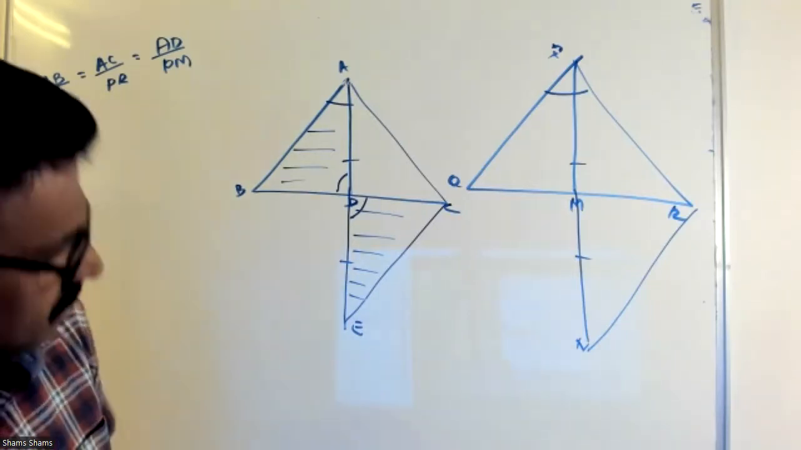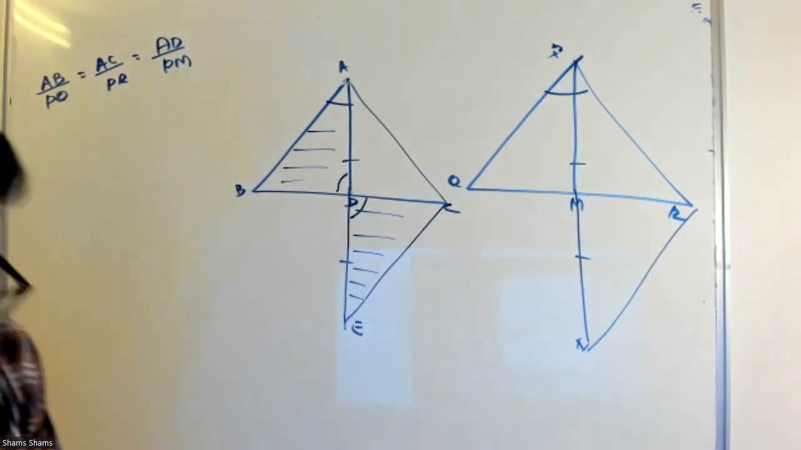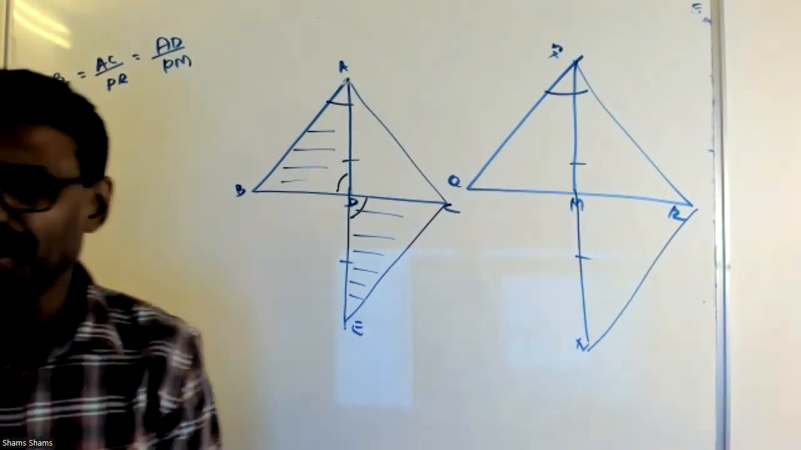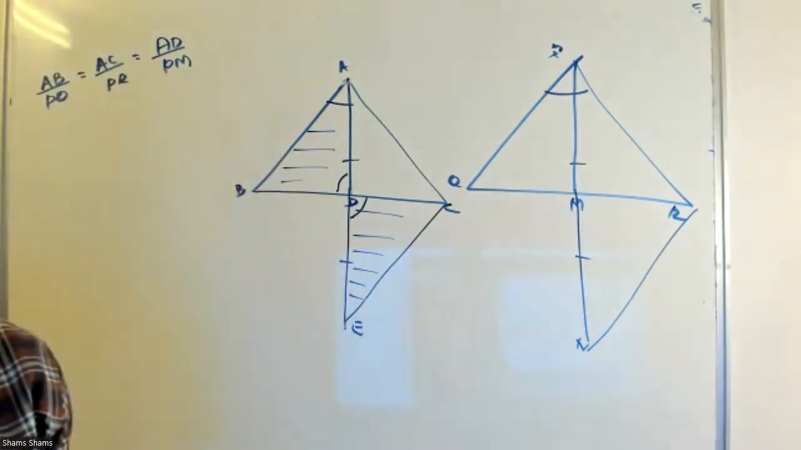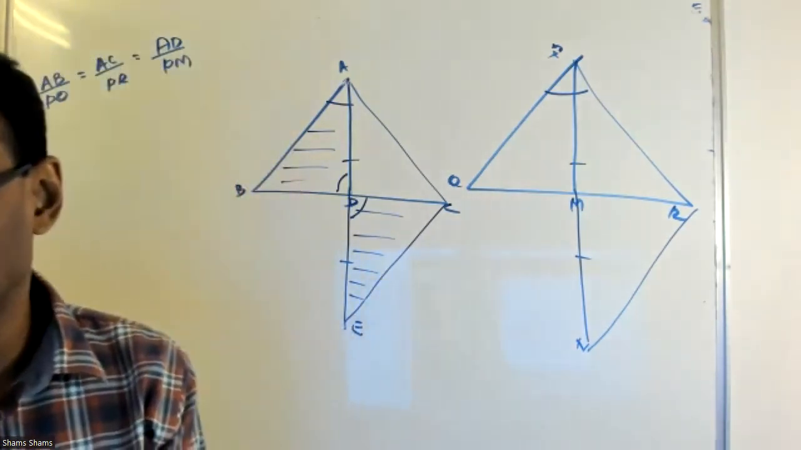Sir, AB is equal to... AB equal to EC? How, why? No. Okay. Swadik, what is that? Sir, angle BAD equal to angle DEC, alternate angles. What? Alternate angle is not parallel, man. It's not parallel, not given.